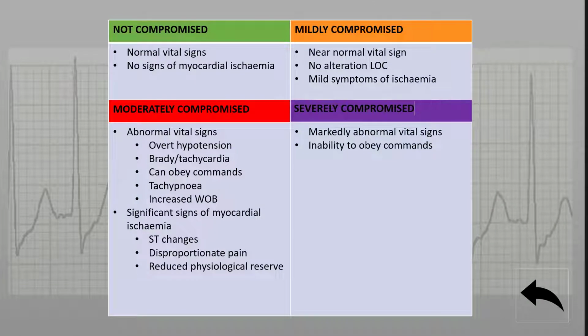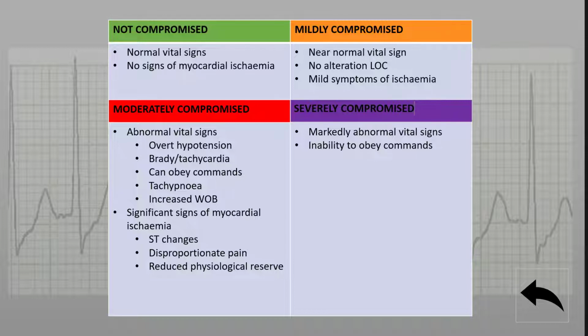Uncompromised patients tend to look well and have normal vital signs and tend not to have symptomatic ischemia. On the other hand, moderately compromised patients will have visible signs of lowered perfusion or the signs of a sympathetic response. The vital signs indicate compensated shock, or there are going to be signs of myocardial ischemia, such as persistent chest pain.